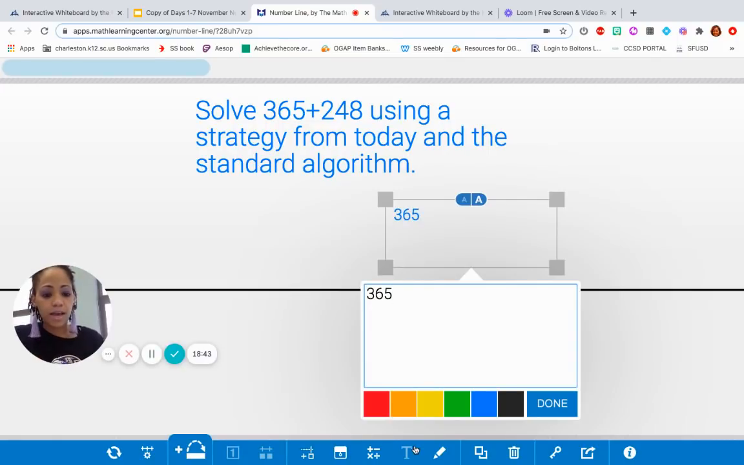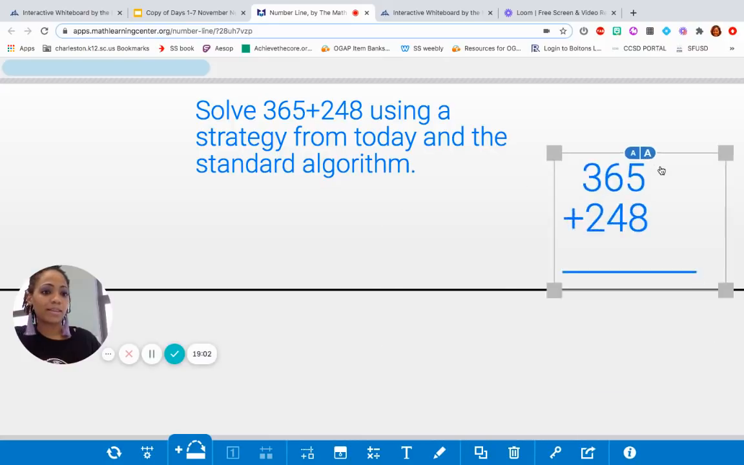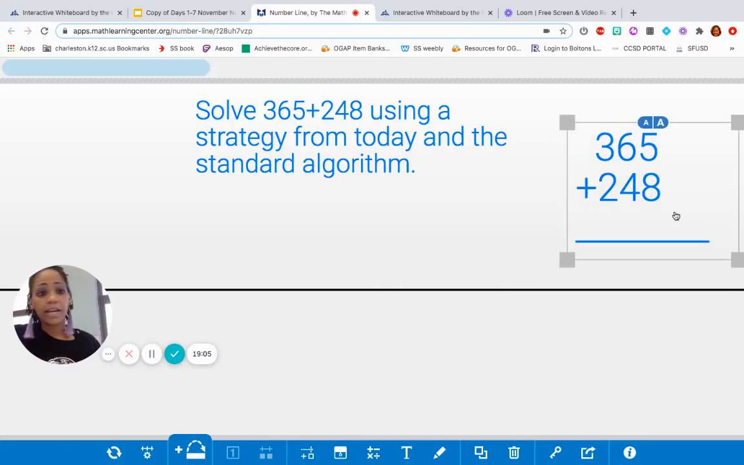So 365, and we have plus 248. Line them up. And then we have a line. Go ahead and solve it. This is the standard algorithm. So when you guys line it up like this and you talk about borrowing and carrying the ones and things like that, that's the standard algorithm. If you're not sure how to do that algorithm, then think of another way that you could solve this problem. Maybe by writing an equation to match what happens on the number line.